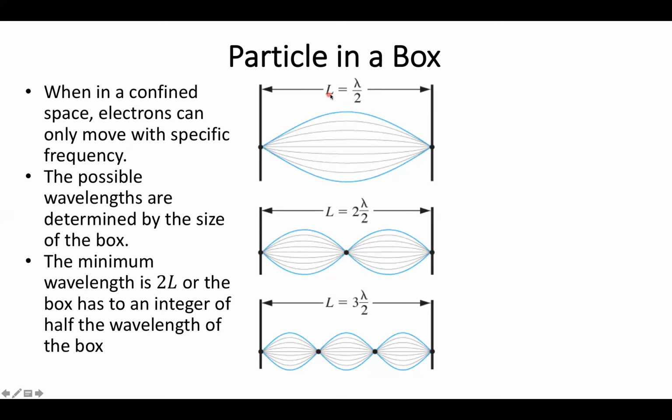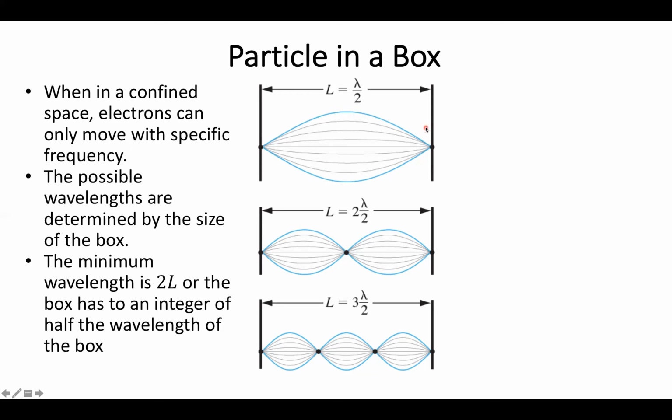So the minimum wavelength has to be about half of the length of the box. And the reason why is I have to have a node, or an area of zero probability, at either end of the box. If this probability is non-zero, well, it means that the electron could theoretically get outside of this wire. So it has to stay confined, which means we're immediately limited to some sort of functional form where I've got nodes at either end of the wire.